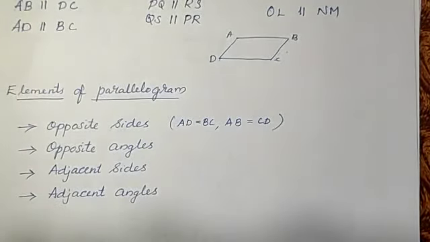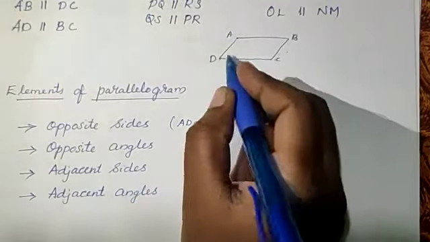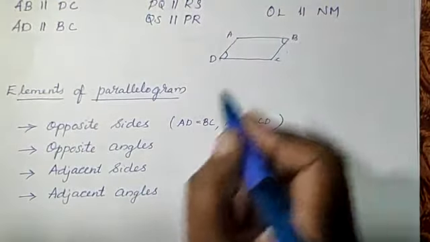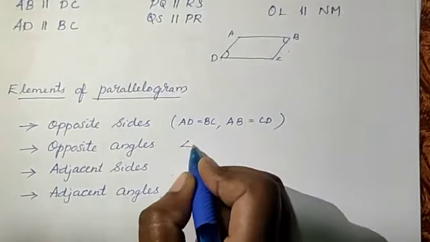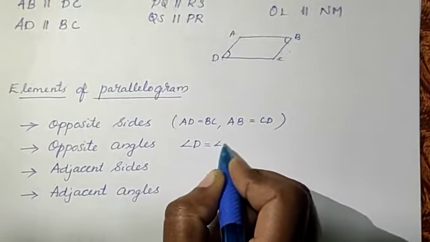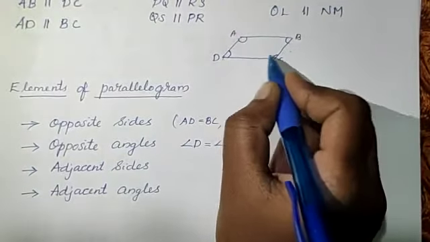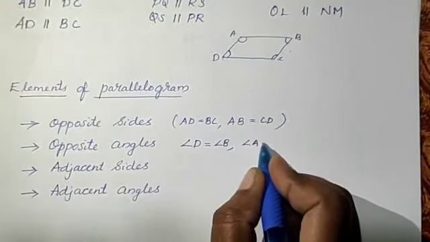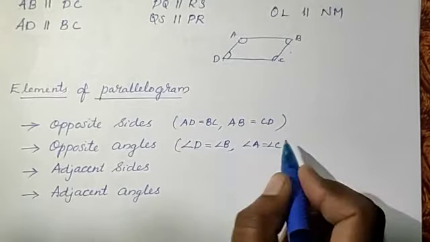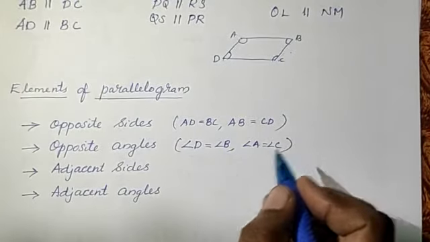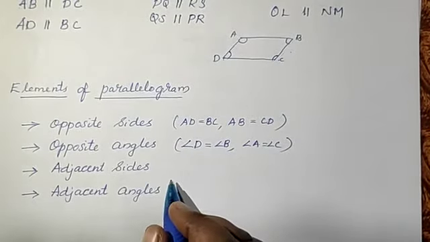And next element is opposite angles. These are the opposite angles. Angle D is equal to angle B, and angle A is equal to angle C. Opposite angles are equal.